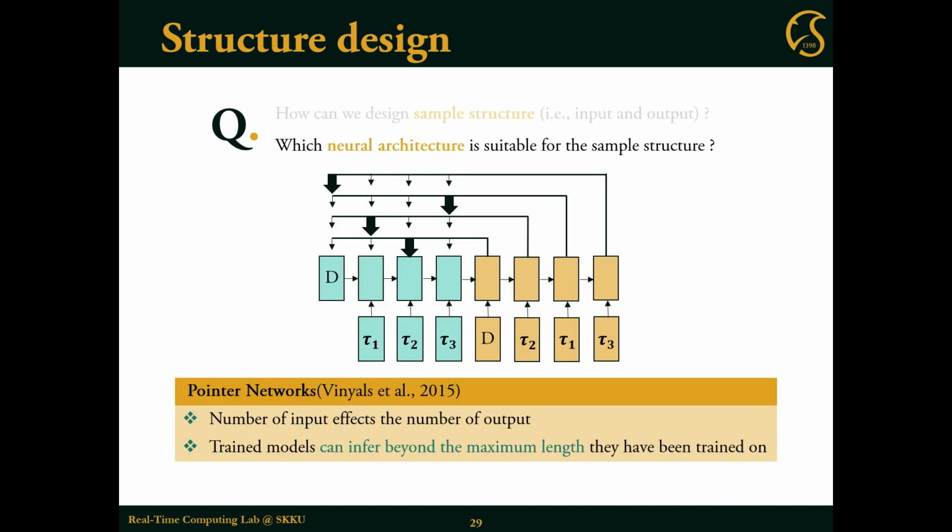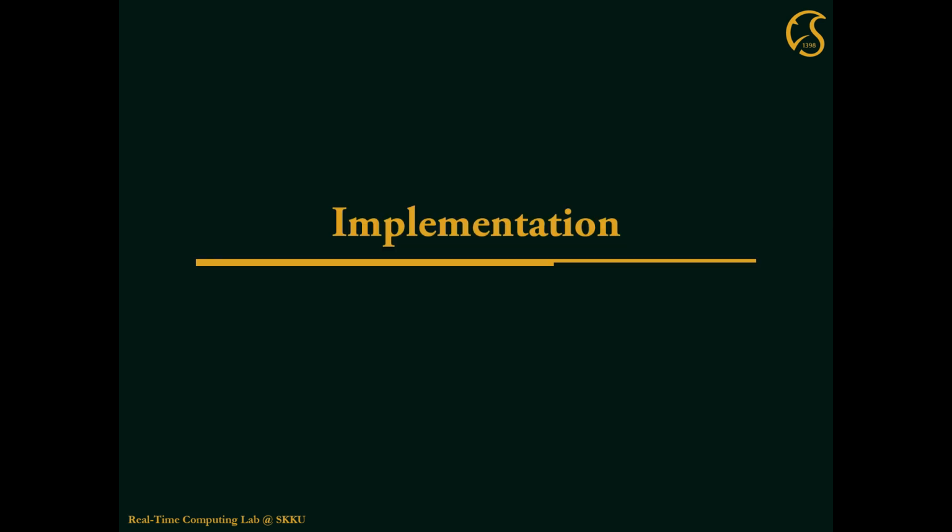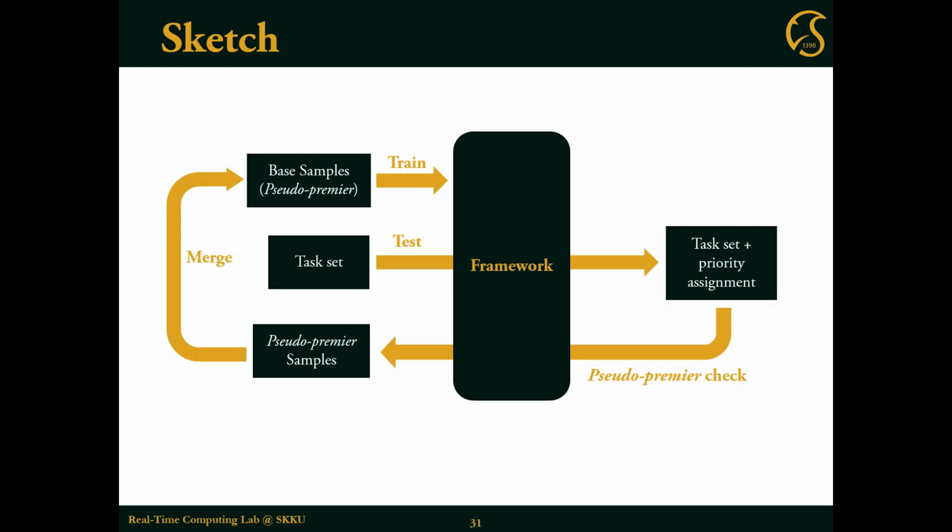For the neural architecture, we will be implementing the pointer network made in 2015. We selected this particular neural network since, first of all, its number of inputs affects the number of outputs, and also it could infer beyond the maximum length that it has been trained on. Now I'll move on to the implementation. This is the basic sketch of how our PAL framework operates. I'll explain this thoroughly in the later slides.